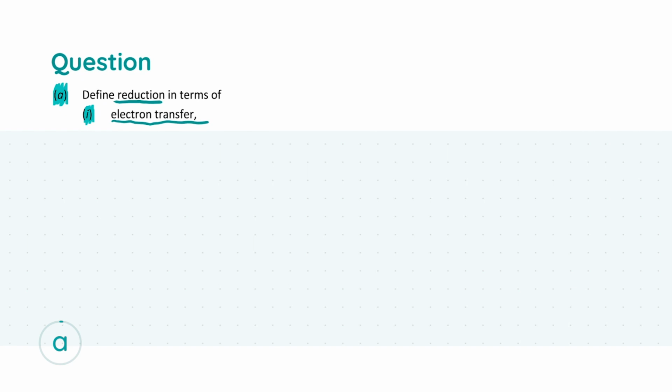And in parts 2 and 3, they're more than likely going to ask us to define reduction from a few different perspectives. So in this case, we have to work with electrons. For this question, the answer that is required to get you the full marks is that reduction is the gain of electrons.